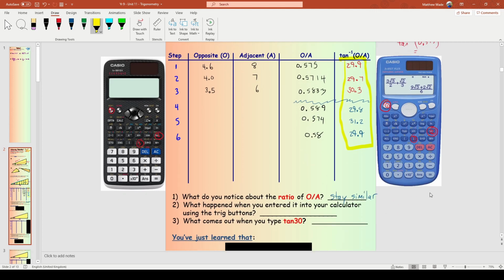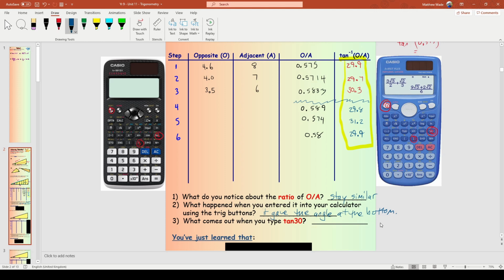So what happened when you entered it into the calculator using the trig buttons? It gave the angle at the bottom. Cool, so put that into your books as well. It gave the angle at the bottom.